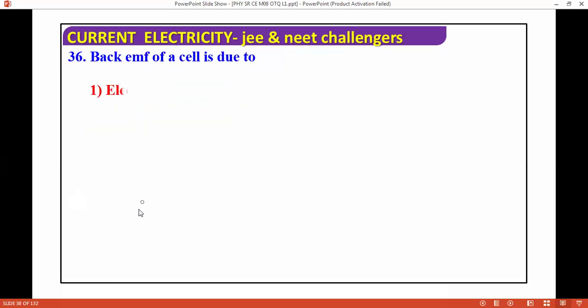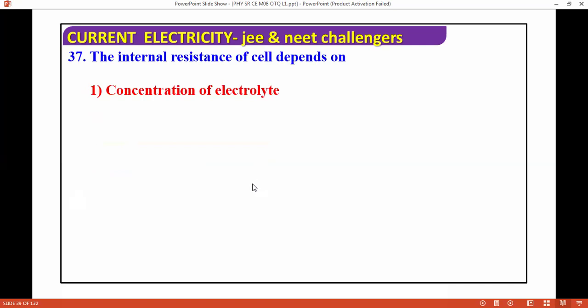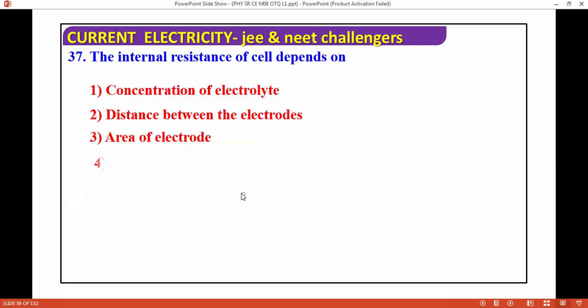Go for the next question. Back EMF of a cell is due to, okay, it's a very easy question, anyone can do it. Back EMF of a cell is due to electrolytic polarization. Understood. Next question: the internal resistance of a cell depends on concentration, distance between electrodes, and so on. Going through the options, the answer is all of the above.